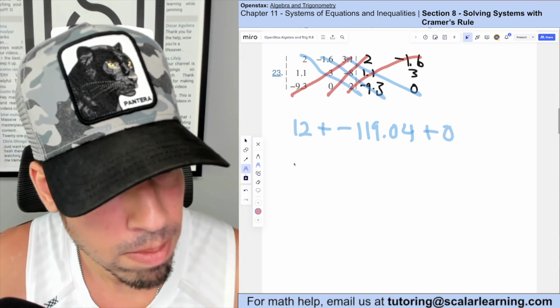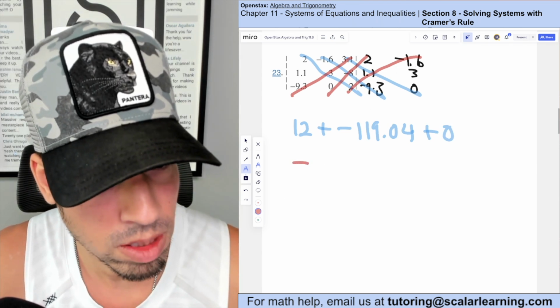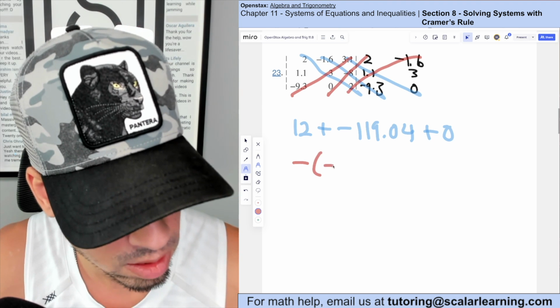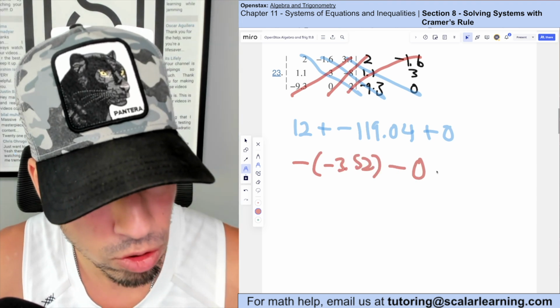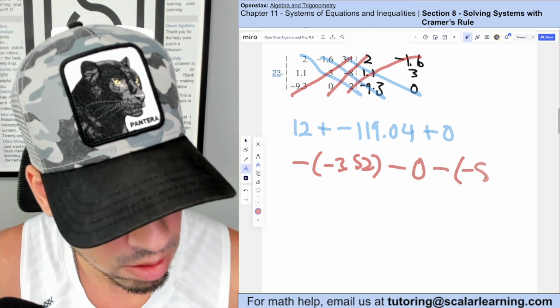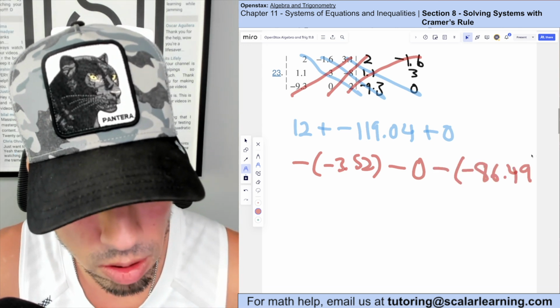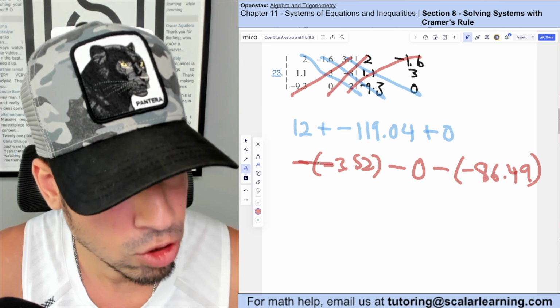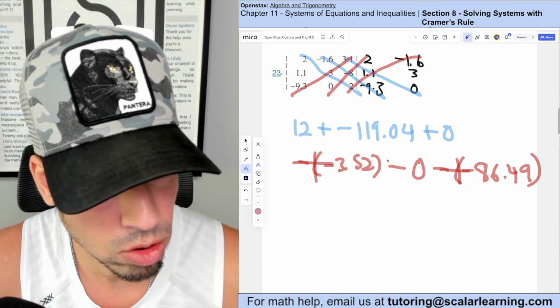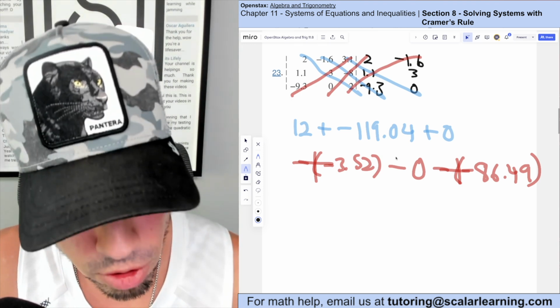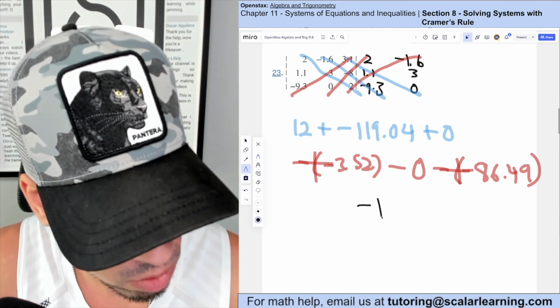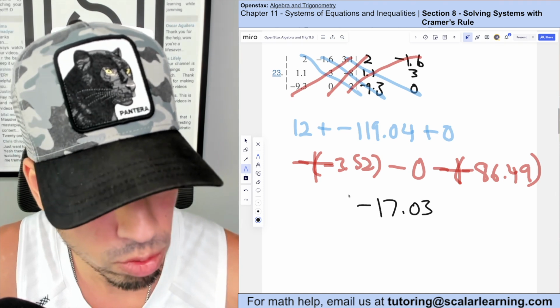Next, we're minusing this times this times this, which is going to give us -3.52. Minus, this is going to be 0 because of that 0. And then minus, that's -86.49. And there we go. Again, these are going to turn into a plus. These are going to turn into a plus. All right, let's calculate it. So when we add everything together using a calculator, we get a final answer of -17.03 for the determinant.